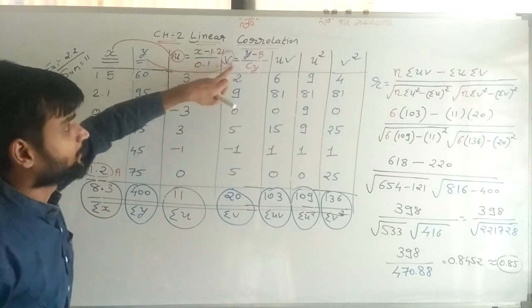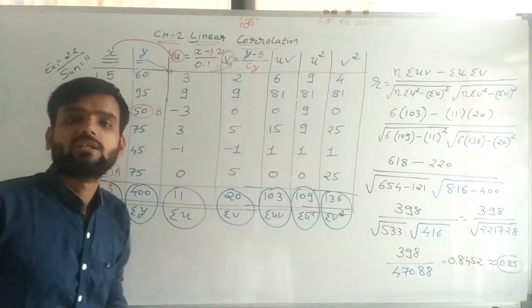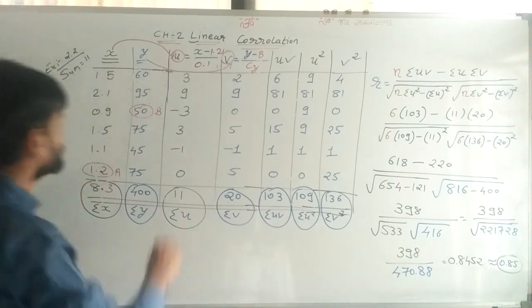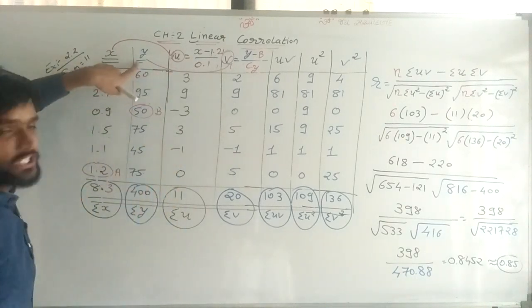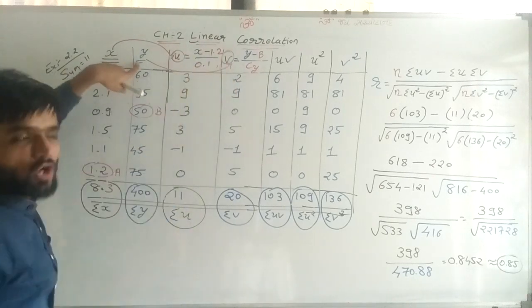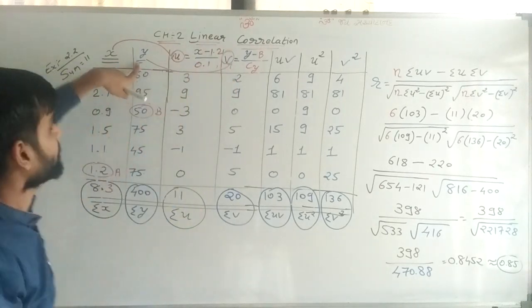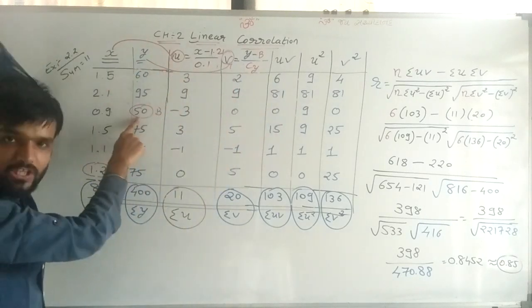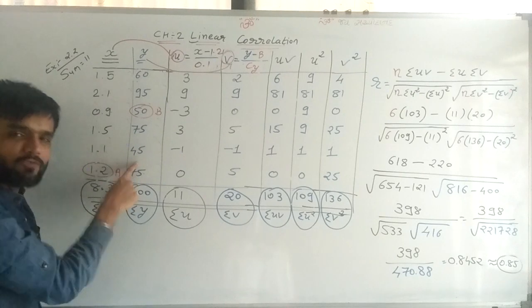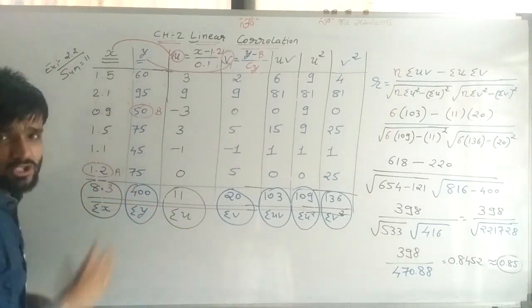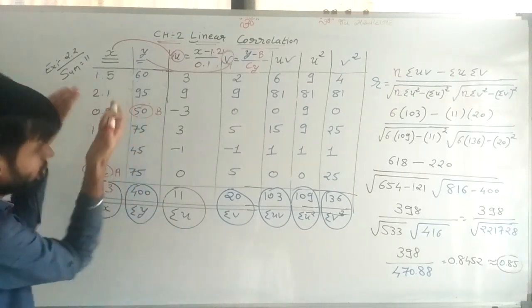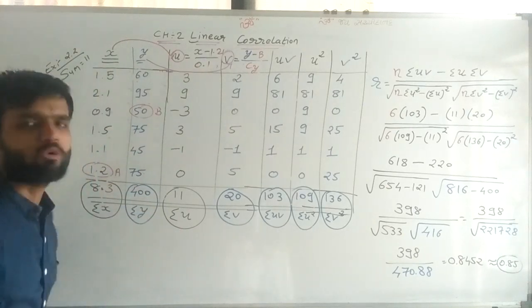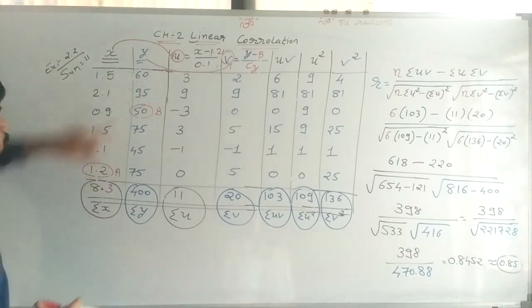Second calculation for v. By using the values of y, we can find the value of v. So again we are assuming some value. Here I have assumed 50. You can take 75, you can take 45, any value you can assume. Even a value which is not given here, you can assume it. No problem about it.